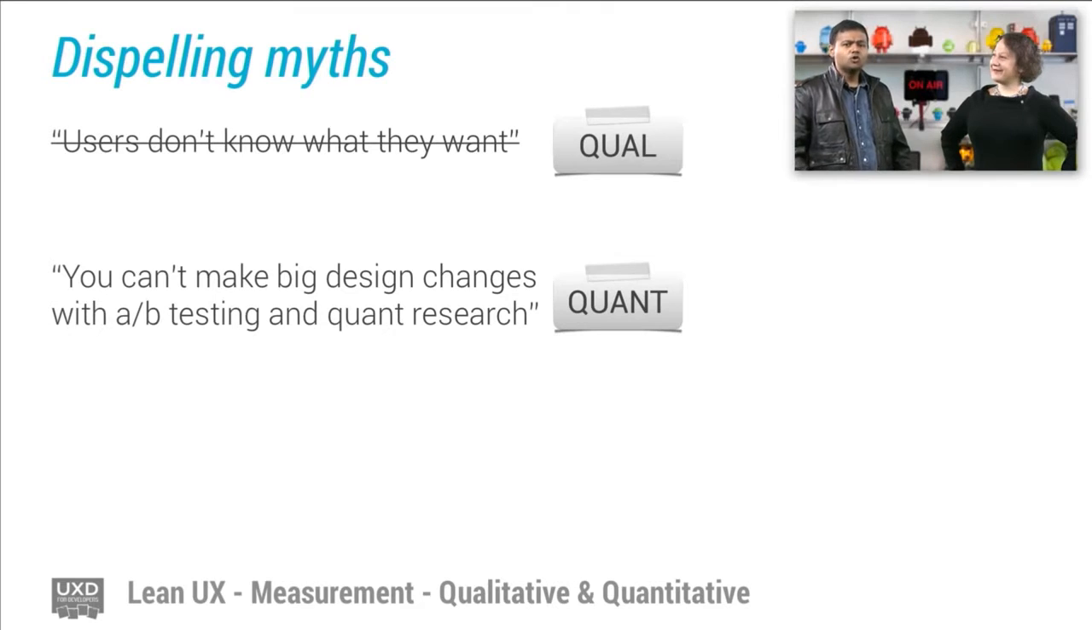That makes sense. So now, what about the argument that you cannot make big design changes with A/B testing and quantitative research? I've heard that. I've heard a lot of designers say that. Yeah, a lot of them do say that. And again, it's a complete misunderstanding, this time of quantitative research. See, remember, analytics, A/B testing, funnel metrics, those are just tools, right? Got it. They're hammers. You can test anything you want using these tools.